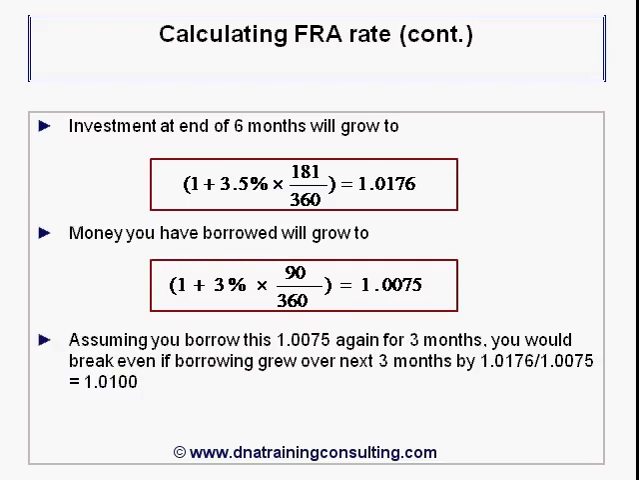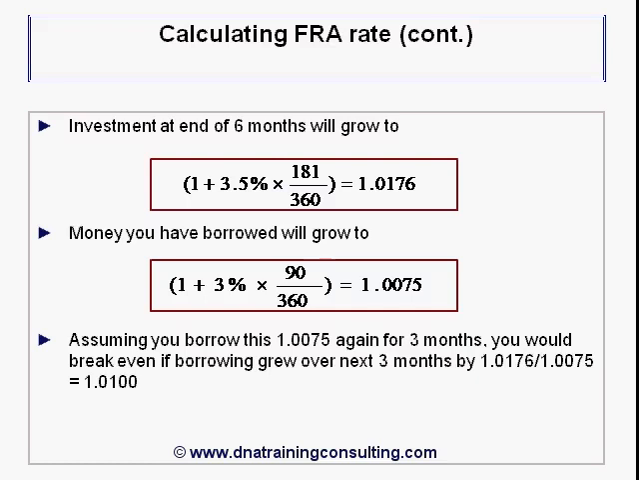Assuming you now borrow this amount of 1.0075 again for 3 months, so that now your investment and your borrowing will mature on the same day, you would break even if and only if the borrowing grew over the next 3 months by an amount equal to the ratio shown here of 1.0176 over 1.0075, which turns out to be, rounded to 4 decimals, 1.0100.